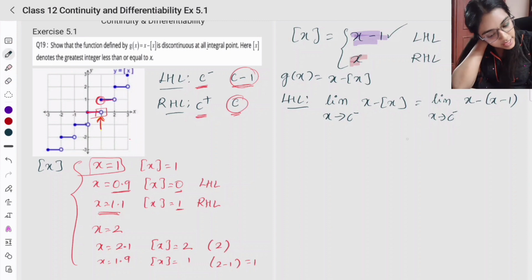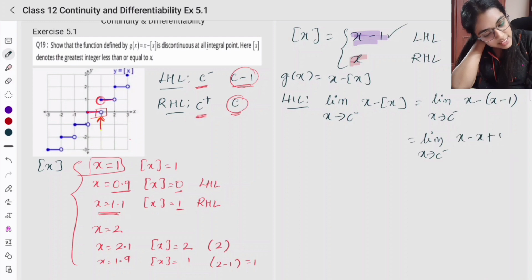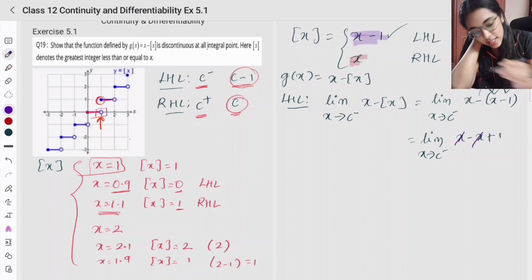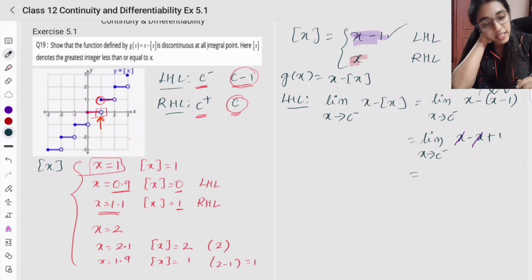So what will I have? I'll have limit x tends to c minus of x minus x plus 1. I'm multiplying the minus inside. So at this place minus x, and at this place minus of minus is going to be plus. So minus x and the minus x are going to get cancelled. So I'll have 1 left inside the limit. When I take 1 outside the limit, it is simply going to be 1. This is the left hand limit.